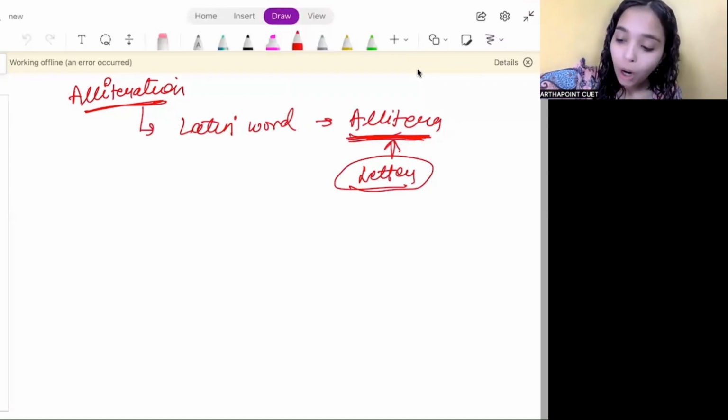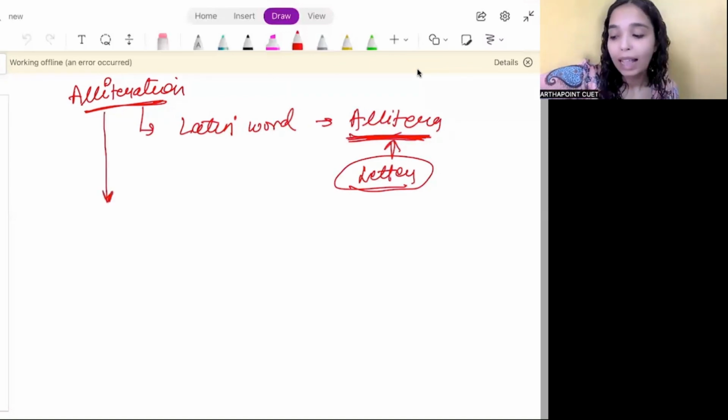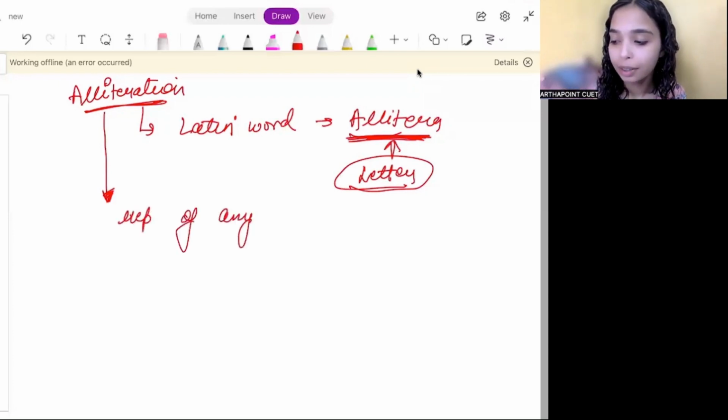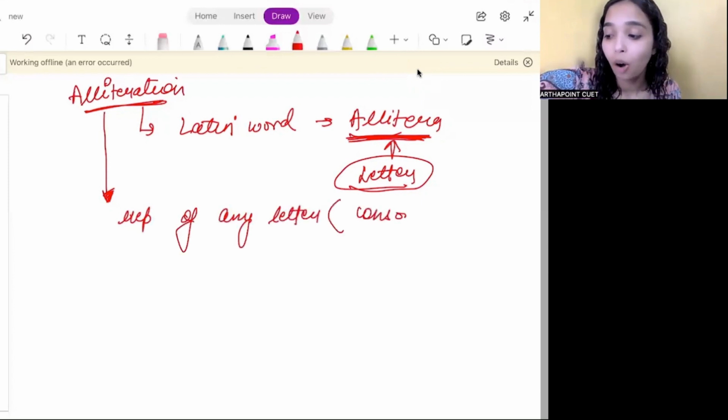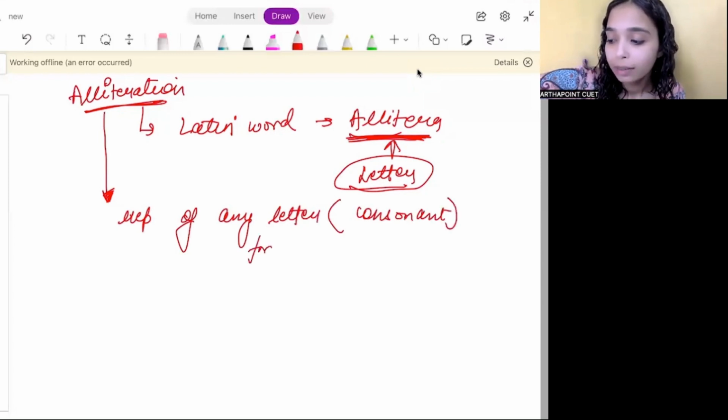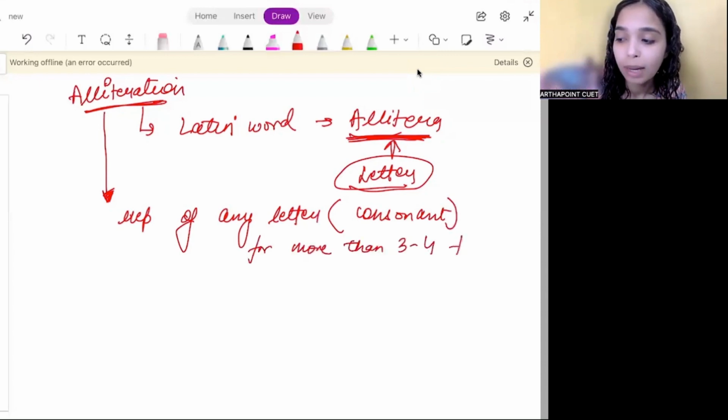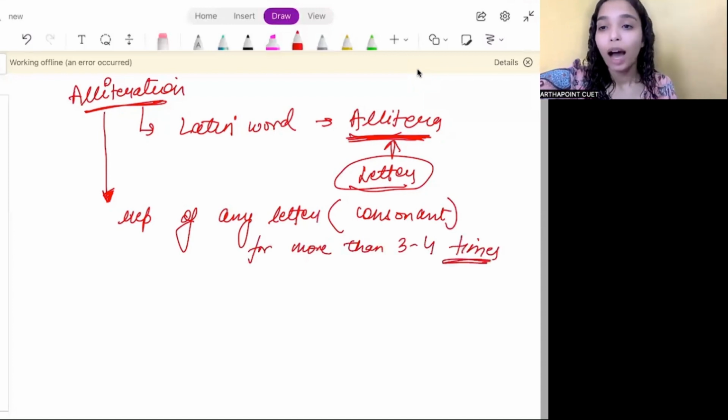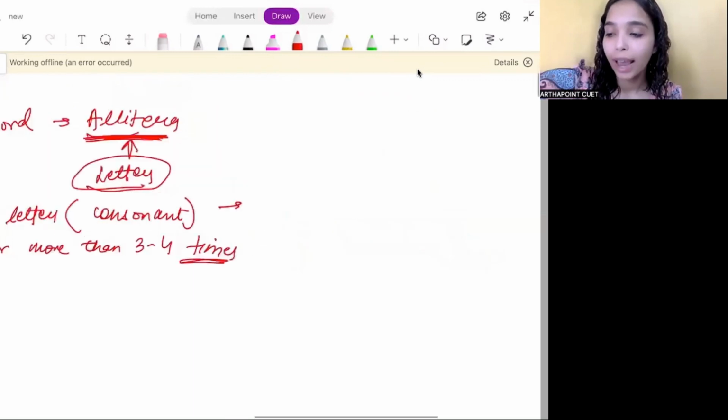Right. Now, what is alliteration? So, alliteration is repetition of any letter. Now, this letter has to be a consonant. So, any consonant for more than 3 to 4 times. Ab isko agar hum asan language mein samjhe, to alliteration, of course, what are consonants? So, any English letter except vowels, that is A, E, I, O, U.